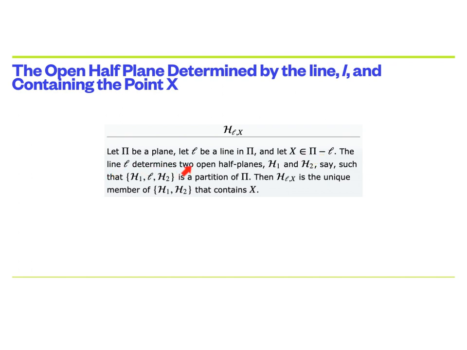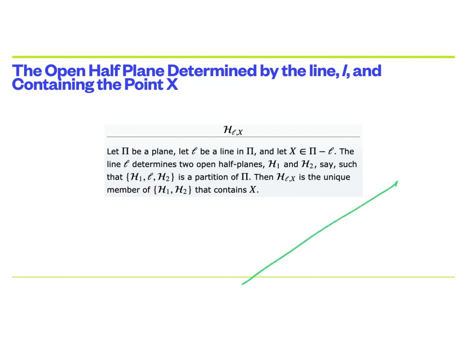The line L determines two open half planes, as I said earlier, H1 and H2, say, such that H1, L, H2 is a partition of pi. Then H_L,x is the unique member of H1 and H2 that contains x. Now let's make some sense of this.